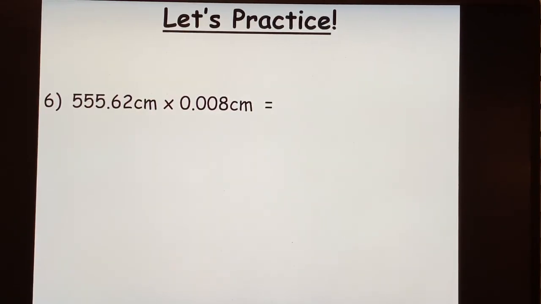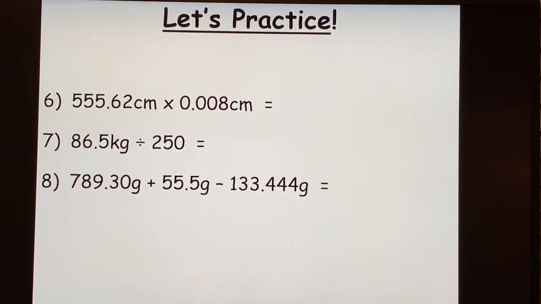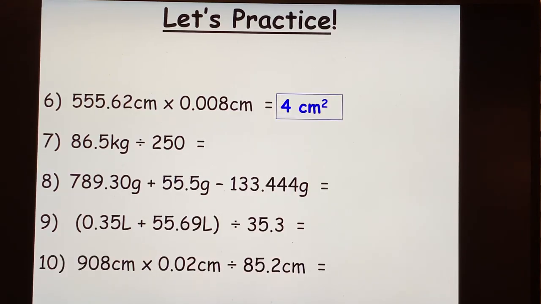Here's some more. Multiply these on your calculator. Go. I should hear click, click, click. Only one significant figure. Come on, you can do it. 4. And centimeters times centimeters is centimeters squared. And then we've got 86.5, that's 3 significant figures. So 250 is only 2 significant figures. So our answer can only have 2 significant figures.